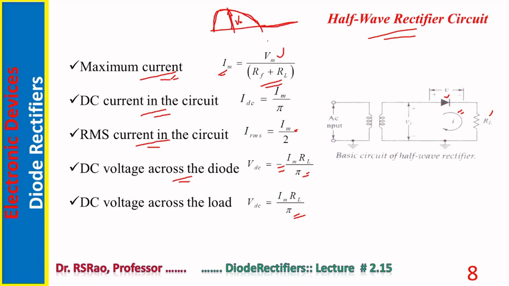Maximum value of voltage is Vm. Resistance in the circuit is Rf plus RL. Regarding Im by pi, Im by 2, please recollect, for a half rectified sine wave, DC value is Im by pi. RMS value is Im by 2. From this, these expressions have come into being.